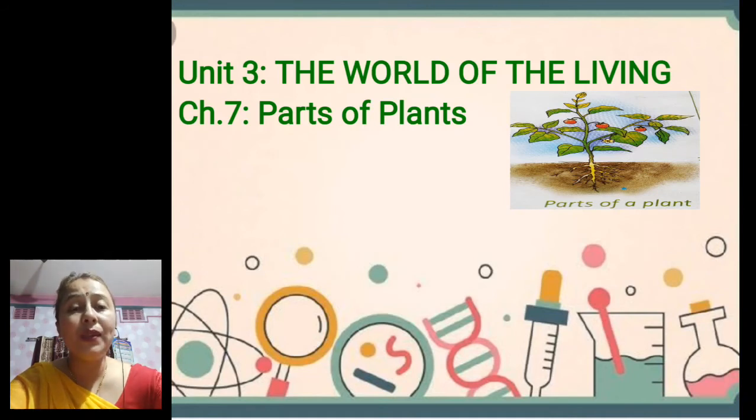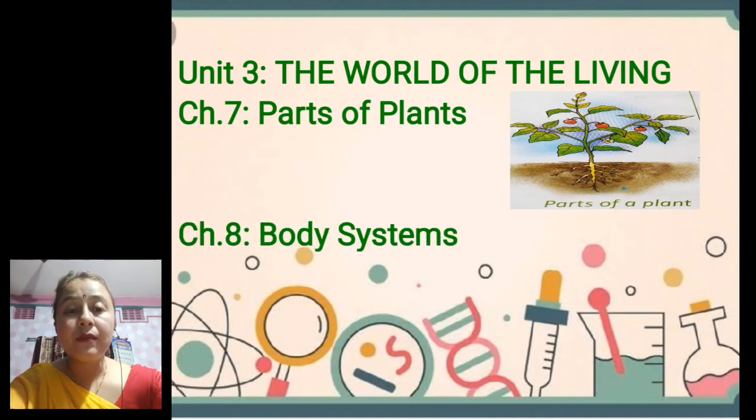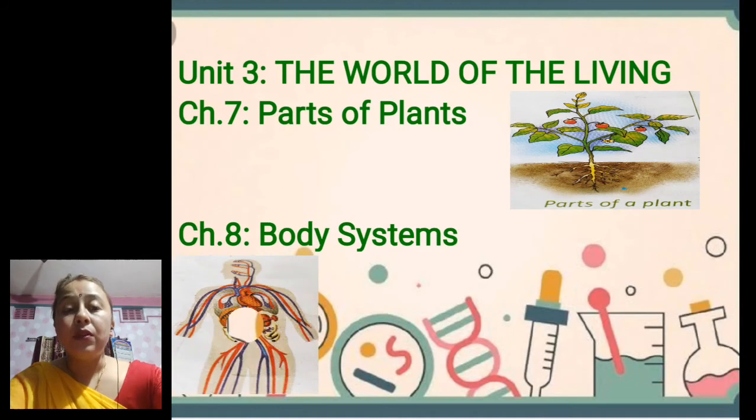You all know that we get flowers from the plant, we get fruits from the plant, there are leaves on the plant, and there are roots of the plant. So we learn about these parts in chapter 7. Now chapter 8, children, is from unit 3 only, that is body system. Our body is made up of different systems. So about the body system we will learn in brief in chapter 8.